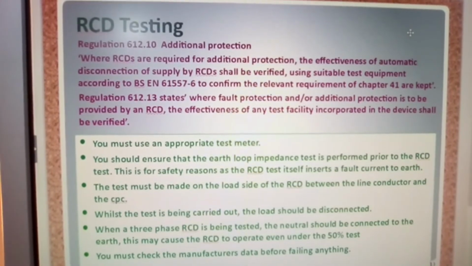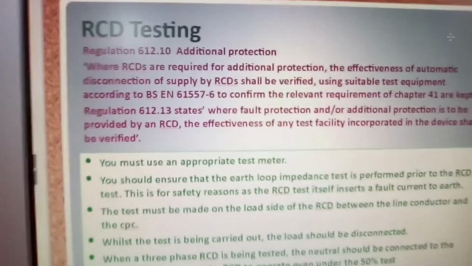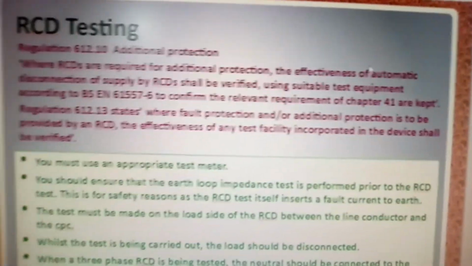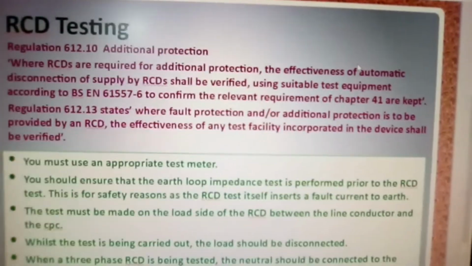Now here, after the testing, and again, you'll need to comply with the regulations and the standards. Okay, make sure you are up to date.